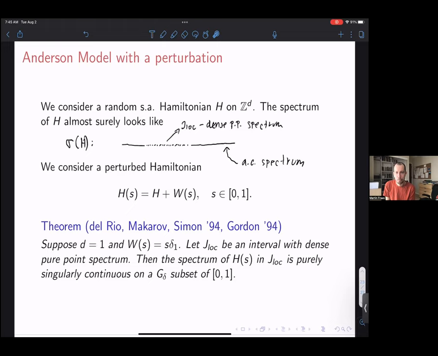And soon we will do adiabatic theory for this kind of Hamiltonian, but I first want to point out what happens here just for the projections, for the spectrum of such a Hamiltonian. So there is a beautiful result by Del Rio, Makarov, and Barry Simon, and independently by Gordon in 1994. It only holds for dimension one.